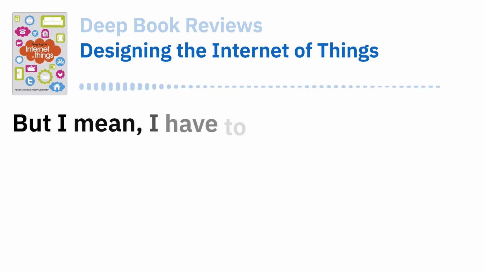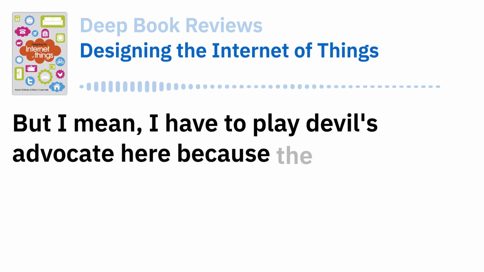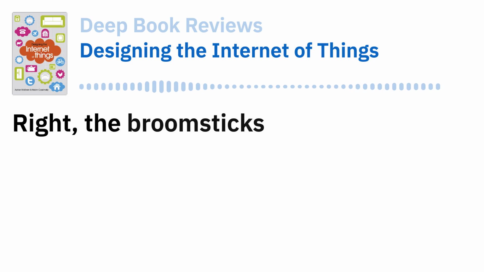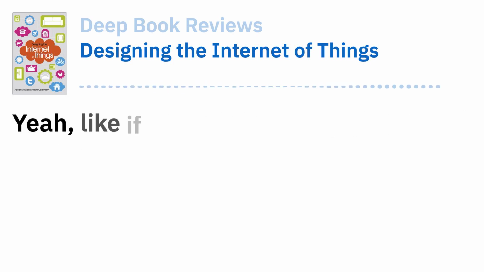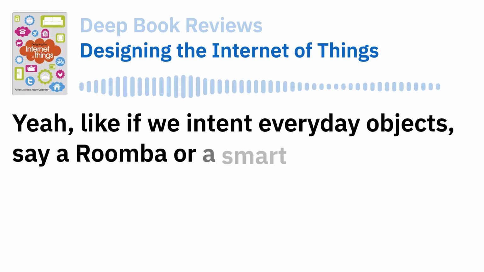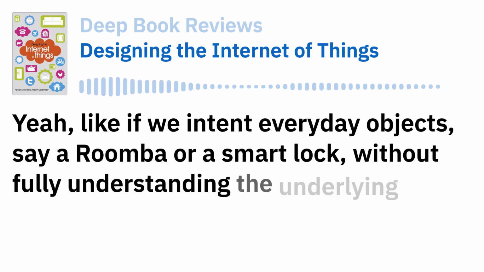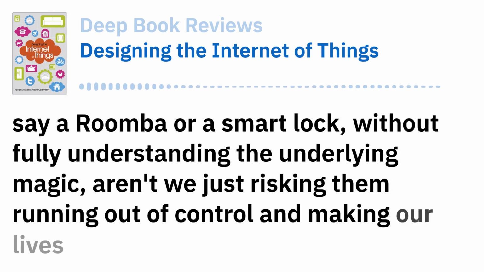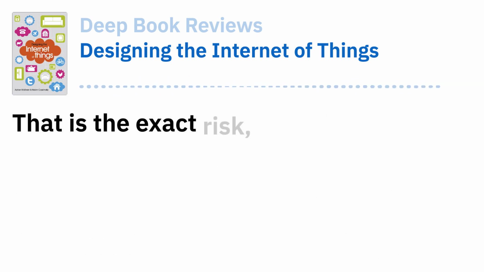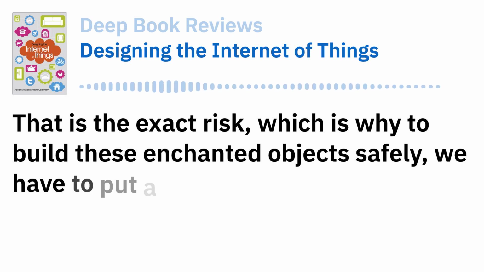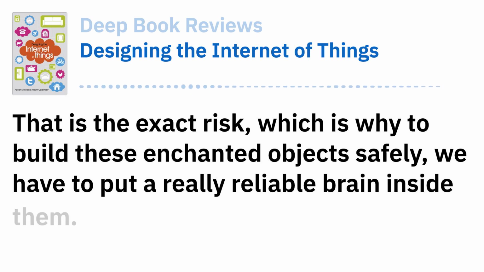Yeah. But I have to play devil's advocate here, because the book also mentions the sorcerer's apprentice metaphor. Right. The broomsticks multiplying out of control. Yeah, like if we enchant everyday objects, say a Roomba or a smart lock, without fully understanding the underlying magic, aren't we just risking them running out of control and making our lives chaotic? That is the exact risk, which is why to build these enchanted objects safely, we have to put a really reliable brain inside them.